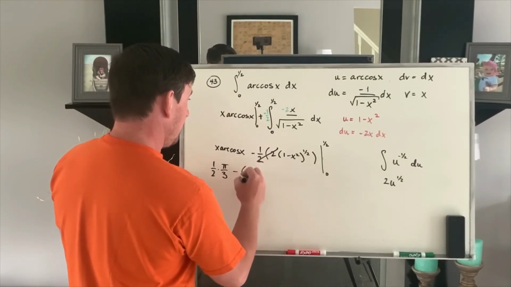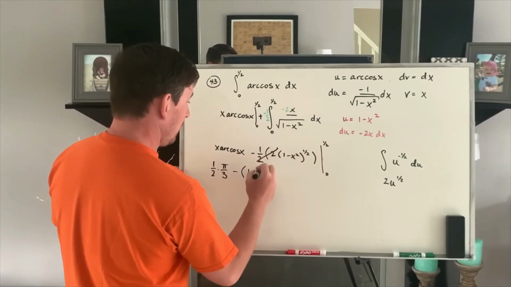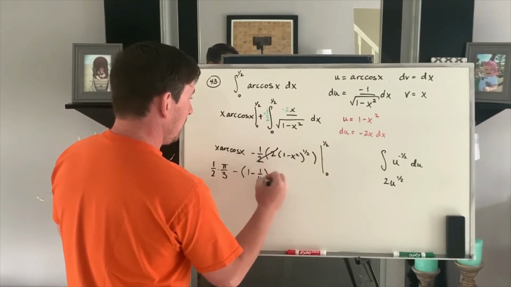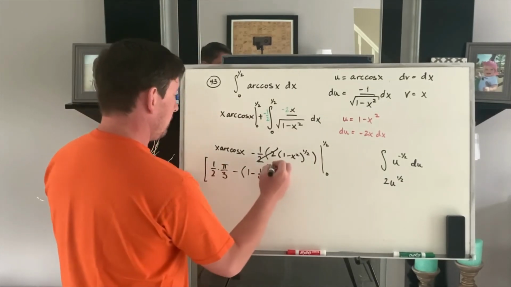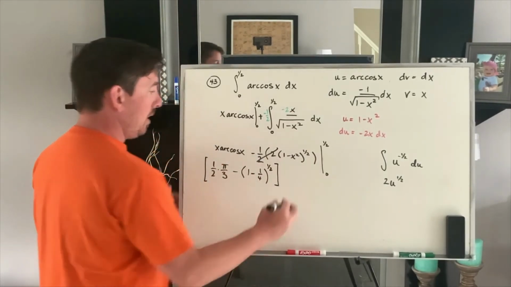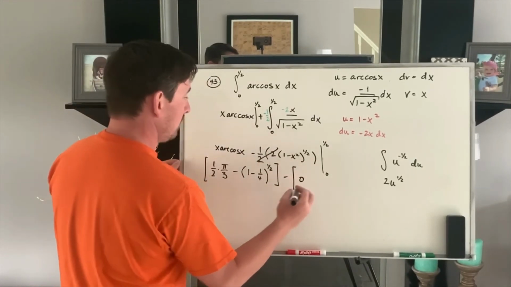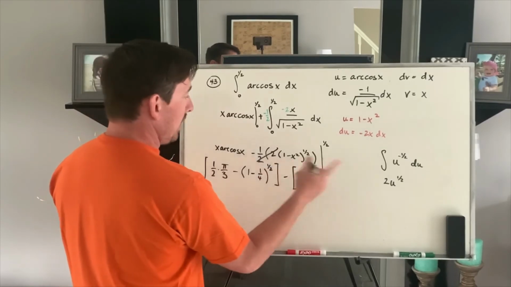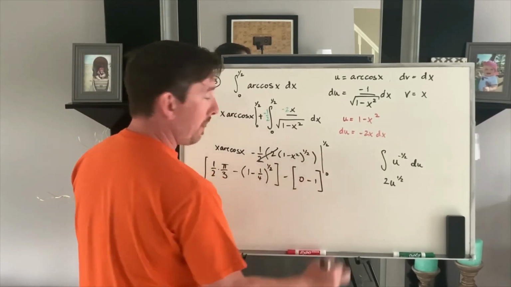Minus 1 minus 1/2 squared, so 1/4. We'll take the square root of that. And let's plug in 0. That's easy. 1 minus 0 is 1. The square root of that is just 1. That part was easy enough.